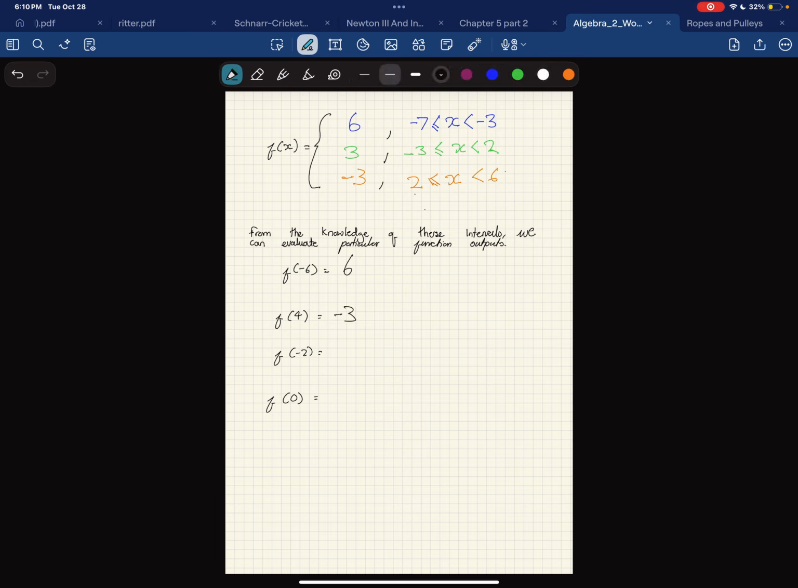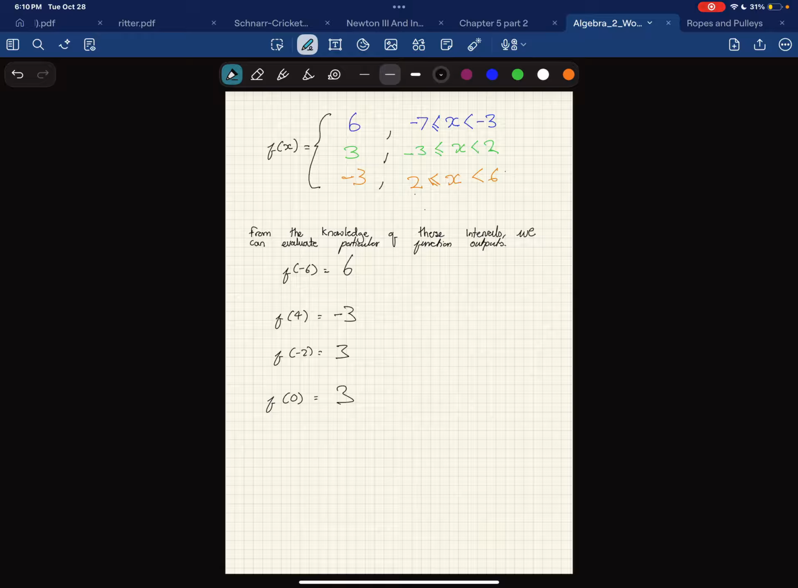What about -2? Where does -2 exist? Well, does it exist between +2 and 6? I don't think so. It's not in that region. Does it exist between -7 and -3? No, it exists between -3 and +2. Okay, so what's the value? It's 3. And then 0, where does 0 exist? 0 exists between -3 and +2 as well. So it's 0. And oops, it's not 0, it's 3. It's just 3. So that's how we do it.